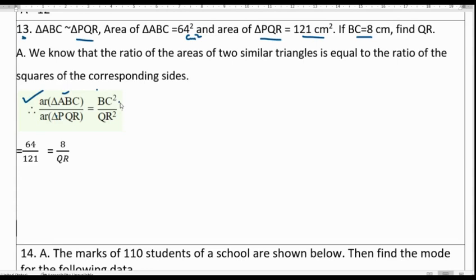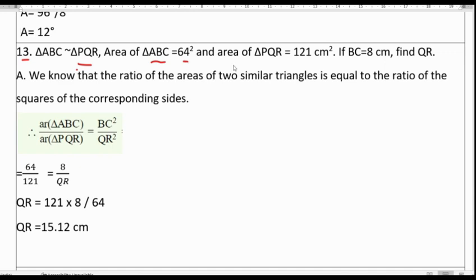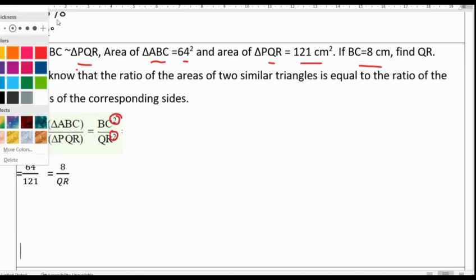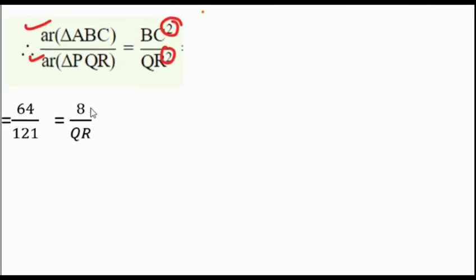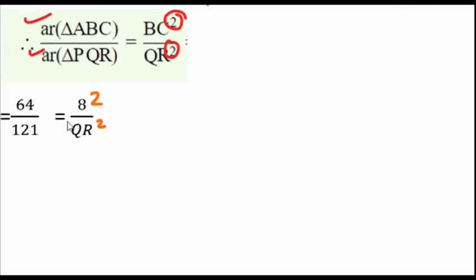13th question. If triangle ABC is similar to triangle PQR, the area of triangle ABC is 64 centimeter square and the area of triangle PQR is 121 centimeter square. If BC is 8 centimeters, find QR. We know that the ratio of areas of two similar triangles is equal to the ratio of the squares of their corresponding sides. So 64 by 121 is equal to 8 square by QR square.